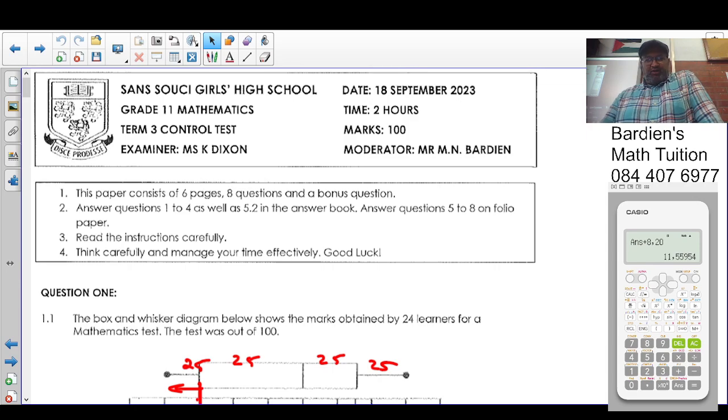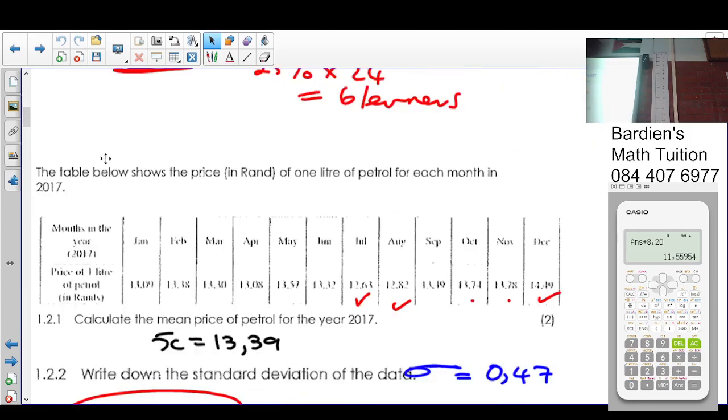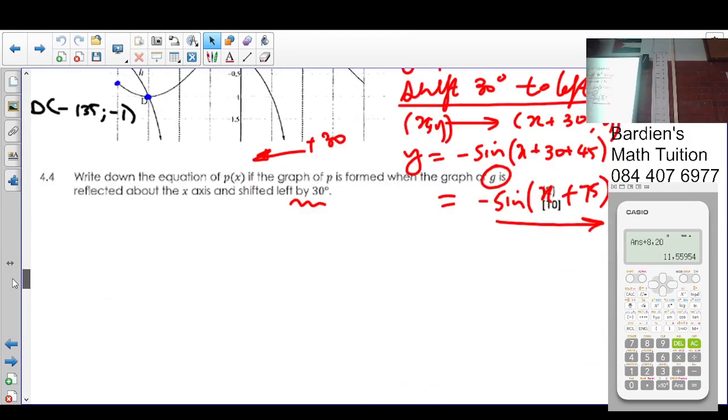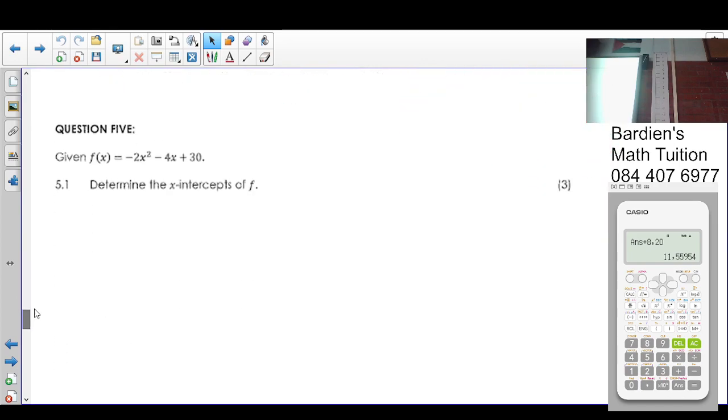So at this point, we are looking at the test you guys have written, which is the control test 2 of term 3. How far did we get? We got to question 4. So we'll start with question 5.